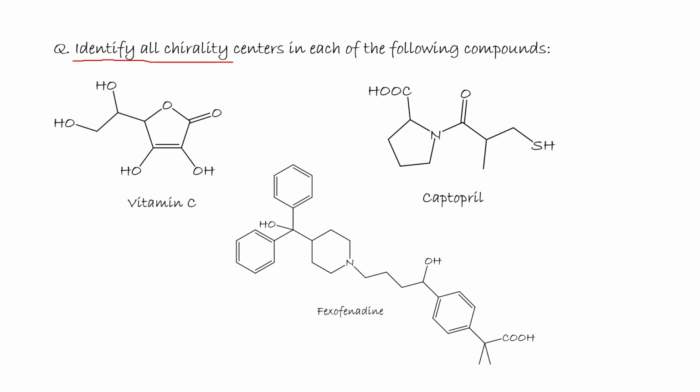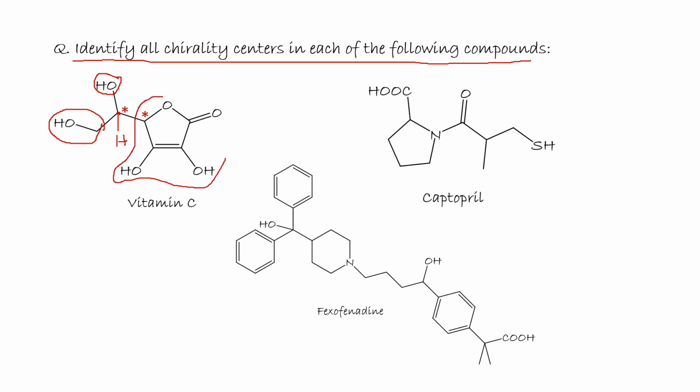Identify all chirality centers in each of the following compounds. Vitamin C: here is a chiral center, and another chiral center. Chiral center means that the atom carries 4 different groups. So this carbon carries H, OH, CH2OH, and the whole group. So this carbon carries 4 different groups. Here, hydrogen is 1, 2, 3, 4. So they are 4 different groups.